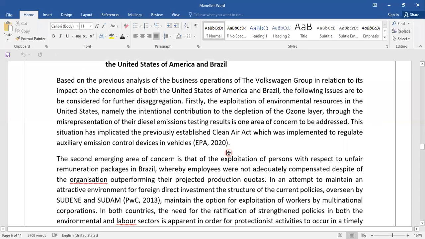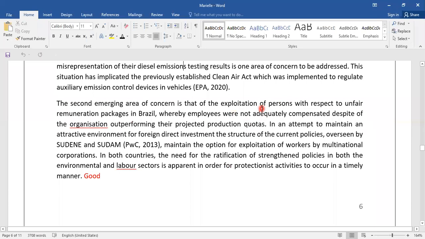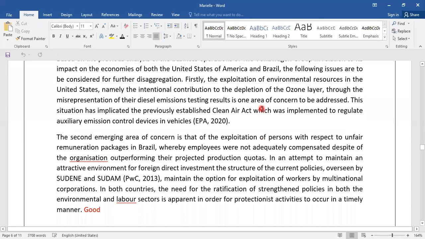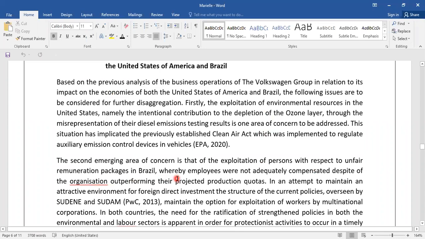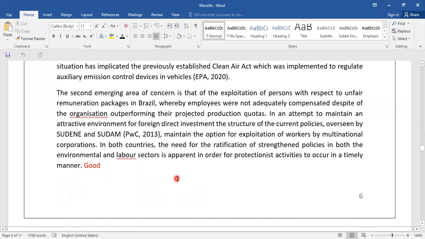The second issue pertains to the exploitation of persons. Again, it's very correct because it's connected to her previous analysis. With respect to unfair remuneration and packages, where employees were not adequately compensated, in an attempt to maintain attractive environments for FDI and so on, the structure of these current policies need oversight.